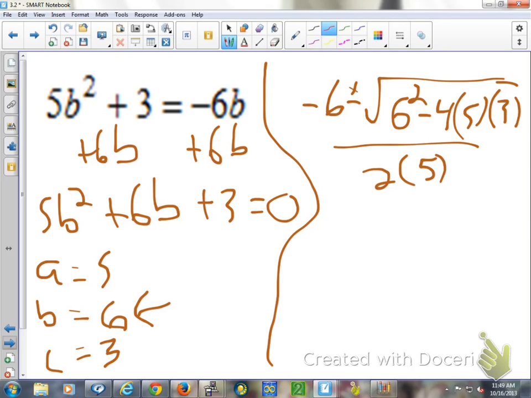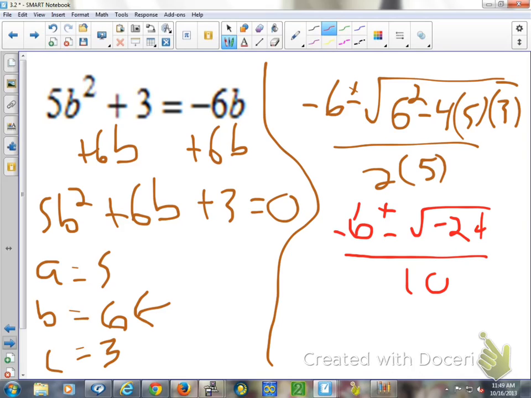So, I always think you should just punch the discriminant into the calculator. Remember, that's the number under the radical. So, if you punch 6 squared minus 4 times 5 times 3 in the calculator, what will it give you? Negative 24. Now, here's where your I comes into play. You cannot take the square root of a negative number. So what you have to do is pull it out as an I. So that'll be negative 6 plus or minus I radical 24 over 10.